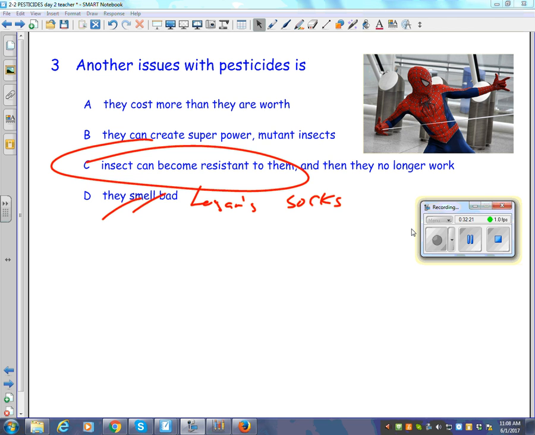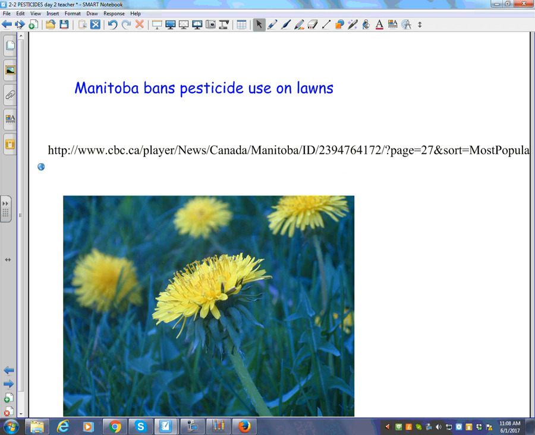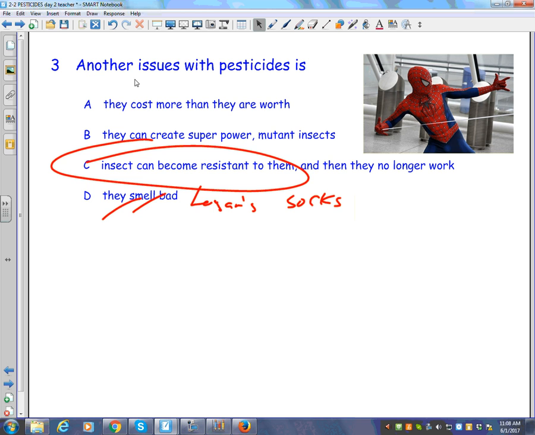So this is really an example of what? Starts with an E. Evolution. Evolution, exactly. Evolution is causing the insects to become resistant.